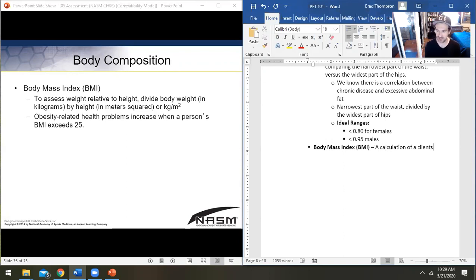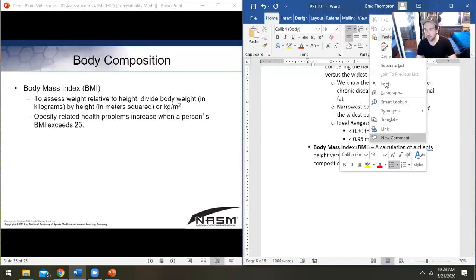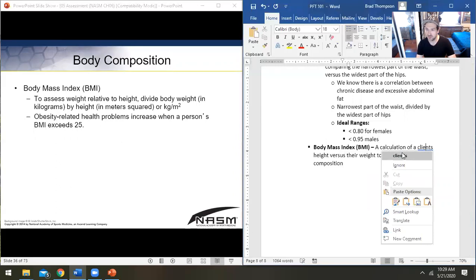of a client's height versus their weight to estimate body composition, right? So you're basically just measuring somebody's height versus their weight. It's as simple as that.